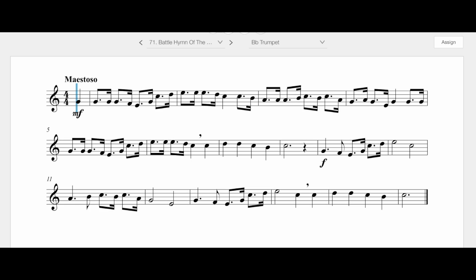Today we are looking at number 71, Battle Hymn of the Republic. This tune has been through a lot. It was originally written by Julia Howe and was used as an unofficial national anthem for the North, or the Union, in the Civil War. It proved to be such a popular song and such a popular melody that it was eventually used by the South as well, with reworked lyrics.